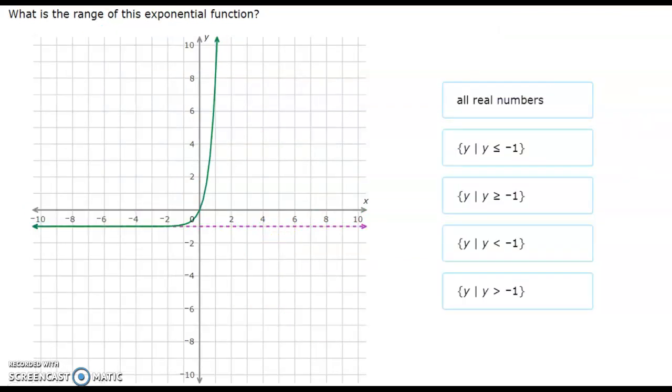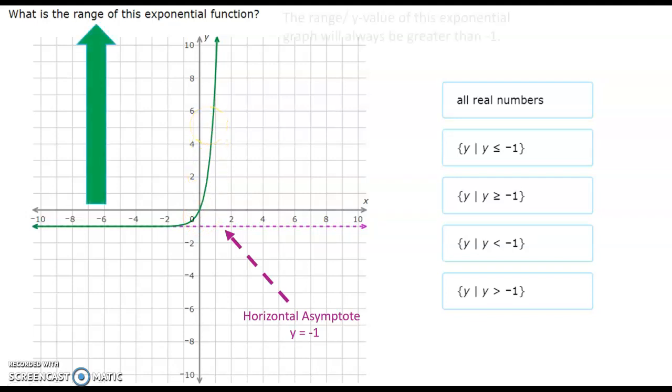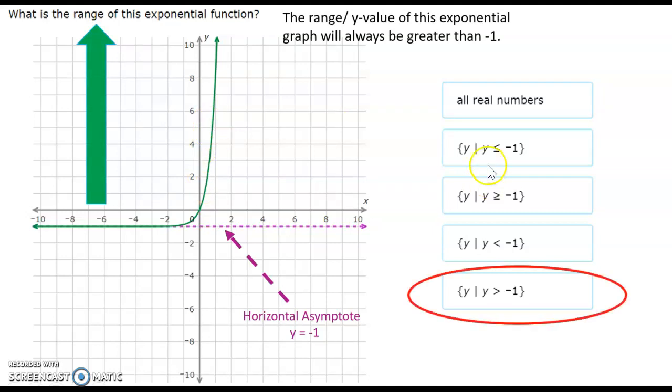Next example. What is the range of this exponential function? We first locate the horizontal asymptote, which happens to be y equals -1. Since the graph is now above that line, we know that we should choose a y value that is greater than -1. We're only going to use greater than -1. We never use greater than or equal to when we're trying to identify what the range is of any exponential function.